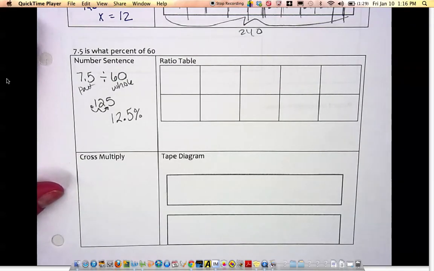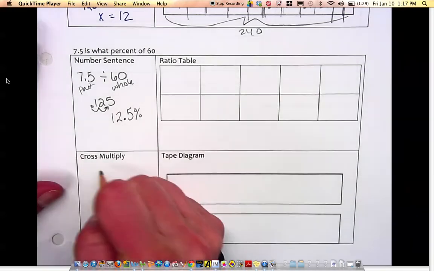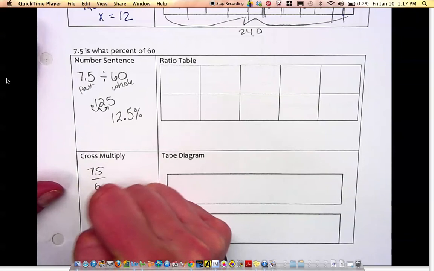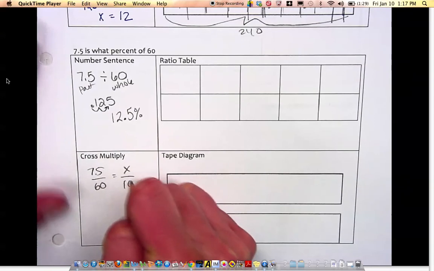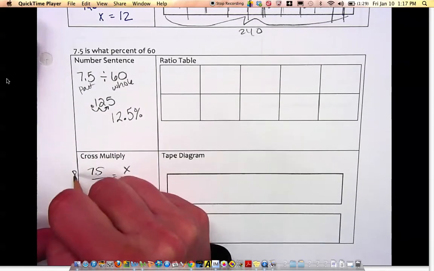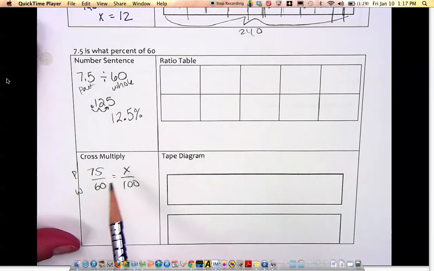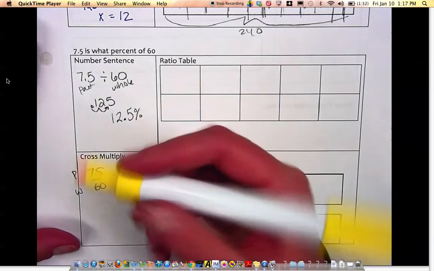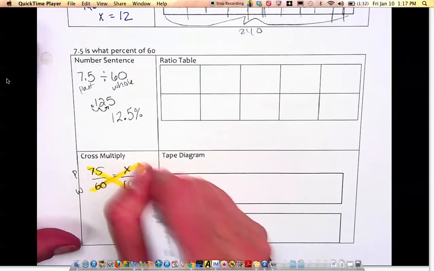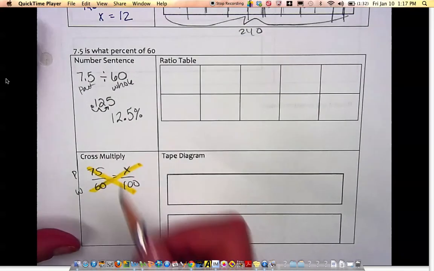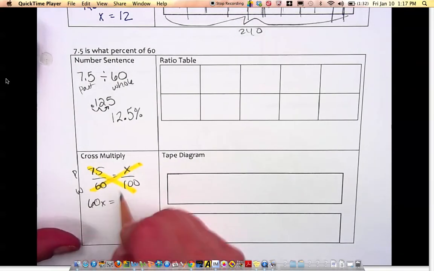All right, now let's look at cross multiplying. I actually really like cross multiplying for this particular problem. I like it because it helps set the problem up. So I'm going to say 7.5 out of 60 equals x over 100. Again, this is the part, and this is the whole. So I'm going to multiply my diagonals. 60 times x is 60x. 7.5 times 100 is going to be 750.